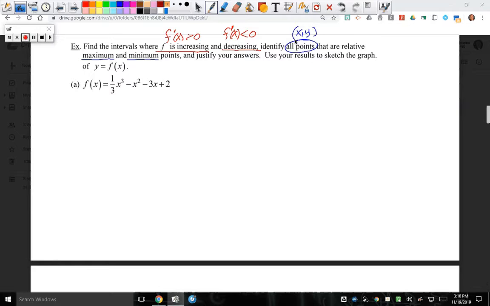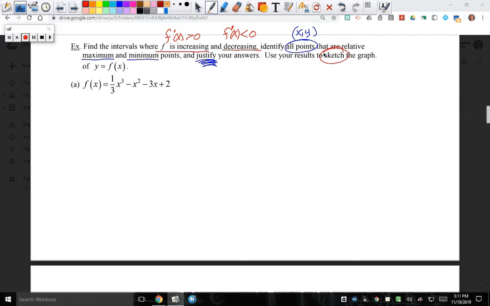And justify your answers. This is a test whether you know it or you don't. This is a unit where you will either know it or you don't. You cannot fake pieces of this, okay? Because it's all connected. Very comprehensive, built on one another. All right. Use your results to sketch the graph.